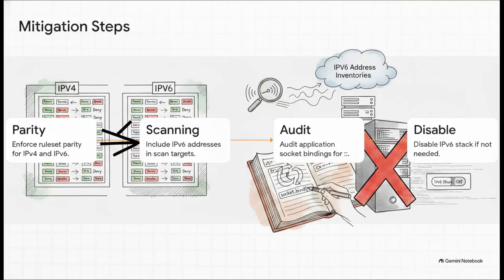So how do we fix it? We take these 4 immediate steps. Step 1, enforce absolute rule set parity. Literally, every single permit or deny rule you have on IPv4 needs an exact IPv6 equivalent. Step 2, point those security scanners directly at your IPv6 address inventories. Stop ignoring them. Step 3, audit those wildcard socket bindings we just talked about. And step 4, if IPv6 isn't operationally required on a specific host, just turn the stack off entirely. Do not leave it running in the background for no reason.